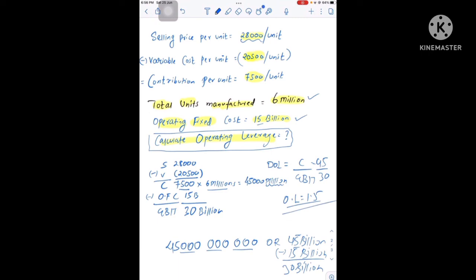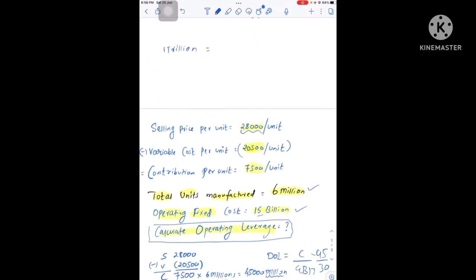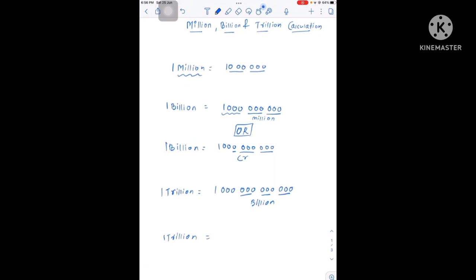So this is how you can convert, if you have this knowledge. Million has a total of 6 zeros, billion has a total of 9, and trillion has a total of 12 zeros.